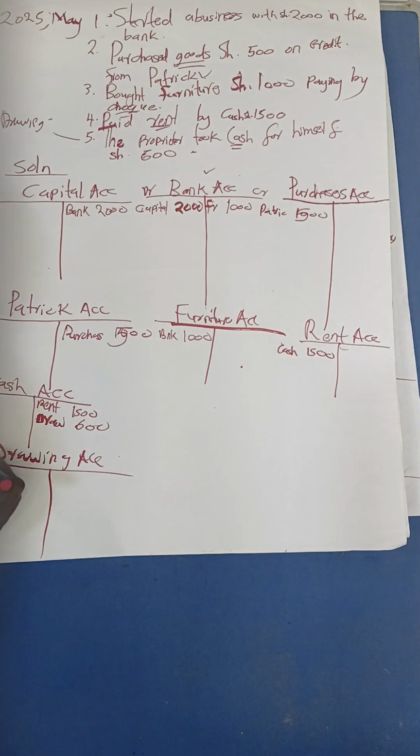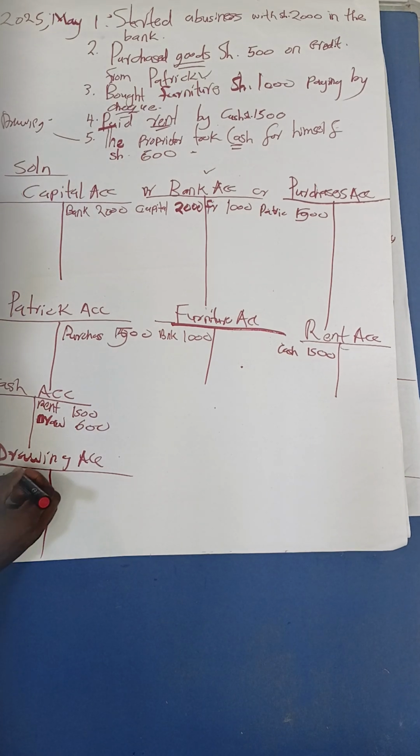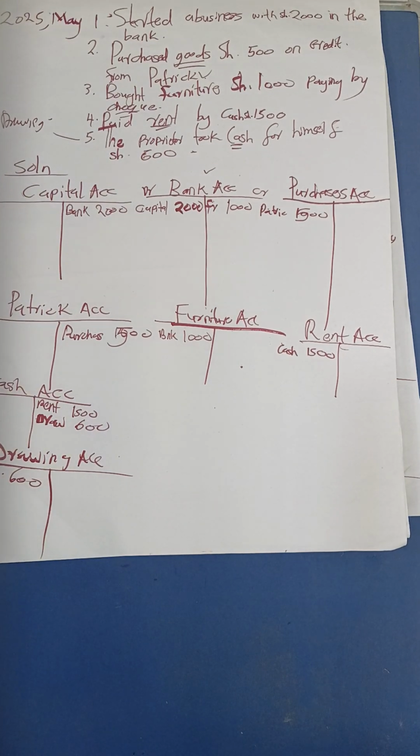So you'll come and put here cash in form, you do a drawings in form of cash, 600. And you are good to go. So these are just a few transactions to help us understand this part of posting and balancing.